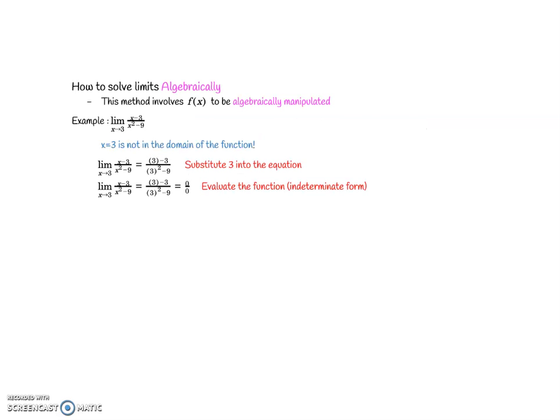So this is how you're going to solve limits algebraically when the limit is in its indeterminate form. This method calls for you to algebraically manipulate the function in order to evaluate it. So let's look at it: x minus 3 over x squared minus 9. This is a rational function, and you're trying to find the limit as x approaches 3. x equals 3 is not in the domain of the function because it gives you an undefined value, which makes it an indeterminate form.